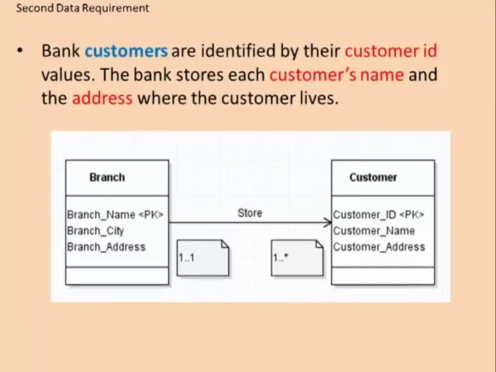For this, the entity is customer, and the attributes are customer ID, customer name, and address. Based on this sentence, bank stores customer names. So I drew an ER diagram to show this statement, and the relationship between them is store. One branch stores many customers' information.